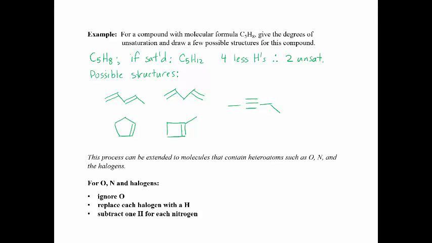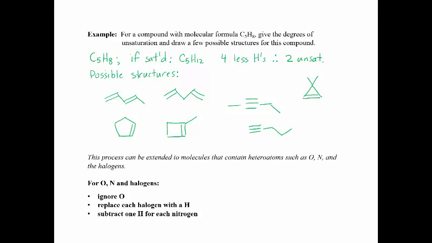1, 2, 3, 4, 5 carbons. We could have the triple bond be at the end. So it could look like that. Many, many possibilities here. We could even do a 3-membered ring like that.